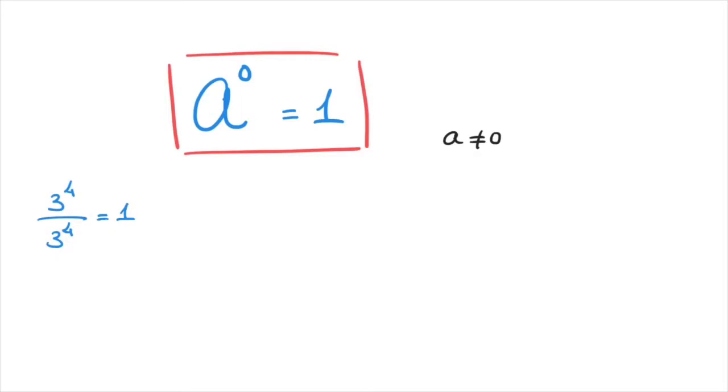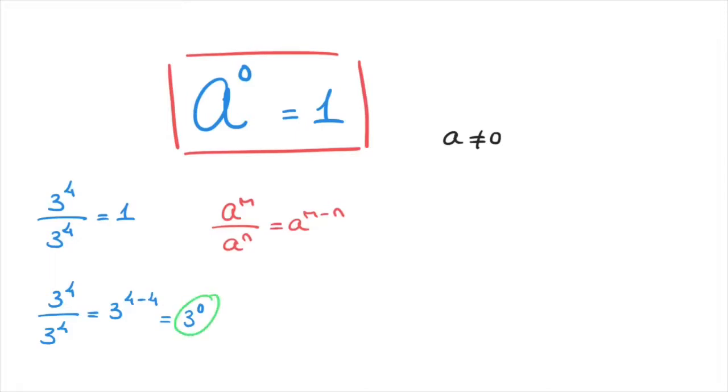But we've seen and we know that for any non-zero number a, a raised to the power of m divided by a raised to the power of n is equal to a to the power of m minus n. So using this result, we could also write the following. 3 raised to the power of 4 divided by 3 raised to the power of 4 equals 3 raised to the power of 4 minus 4, which equals 3 raised to the power of 0. Now what we see here is that this 3 to the power of 0 must equal 1. And of course it does.